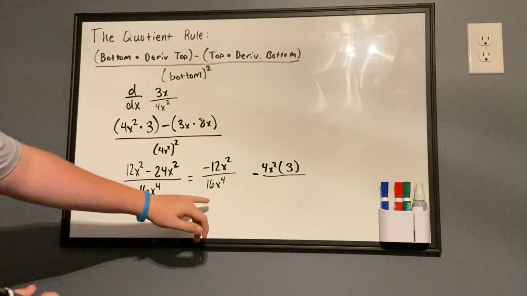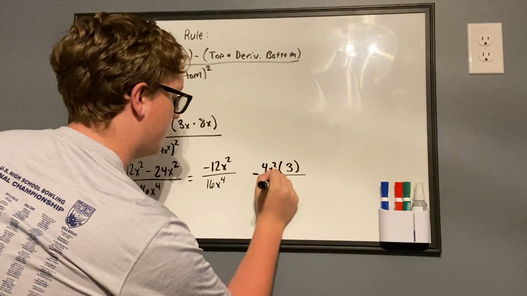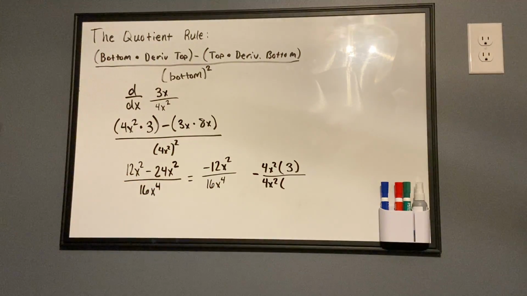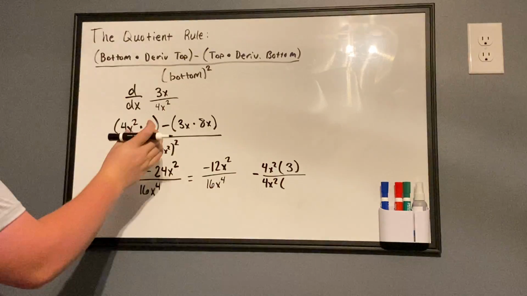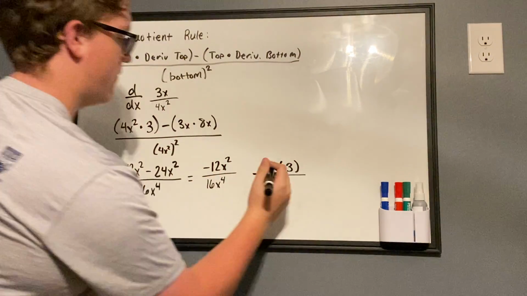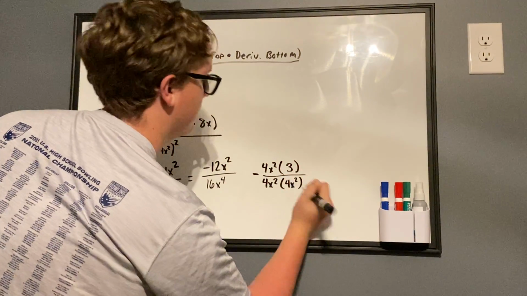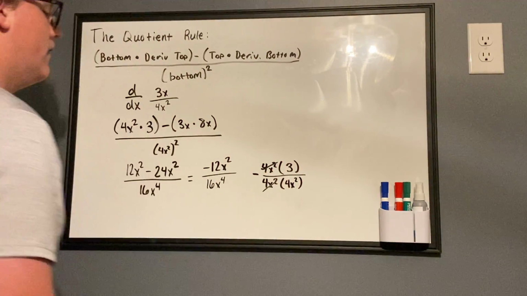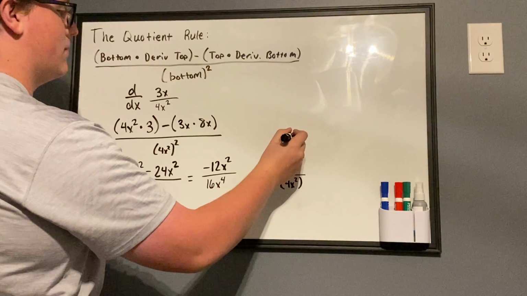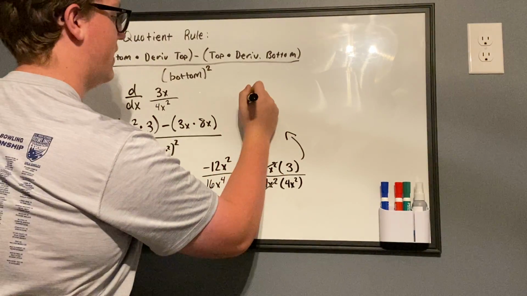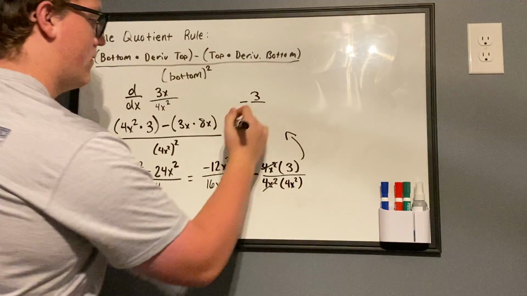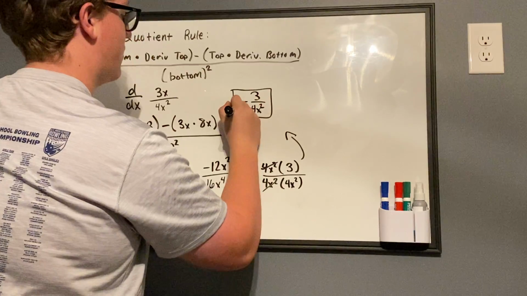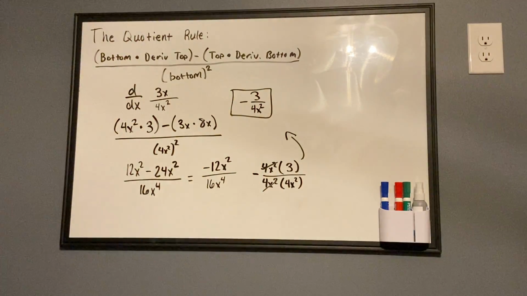Over, we're going to take out a 4x squared from the bottom times whatever's left. So we have 4x squared in the bottom because we know that when we do that, it's going to multiply together. We have 4x squared times 4x squared. Now what we can do is take these out. And we're left with our answer because we can't simplify this at all. So we have a negative 3 over 4x squared. That right there is going to be our derivative of this function.